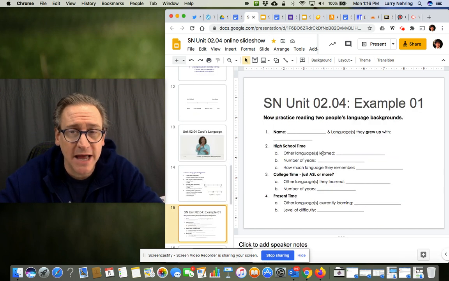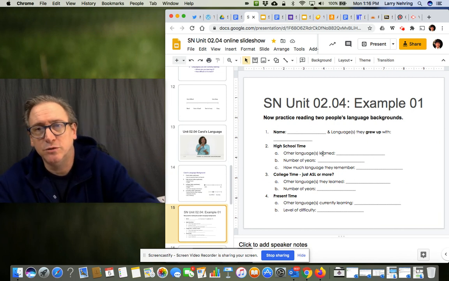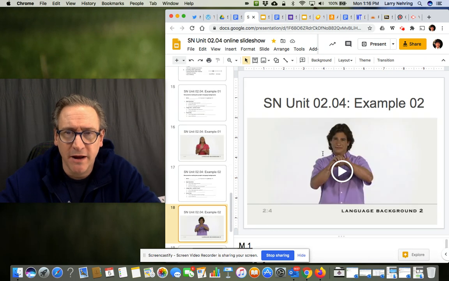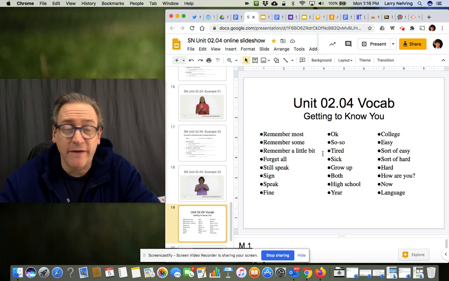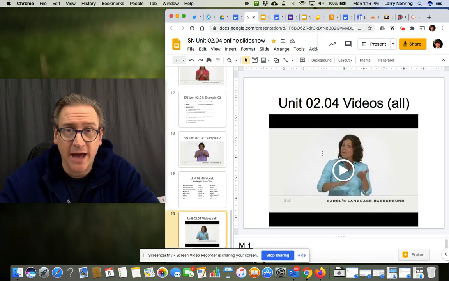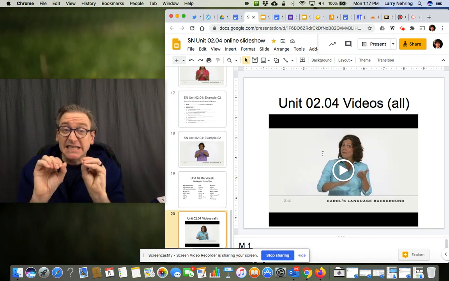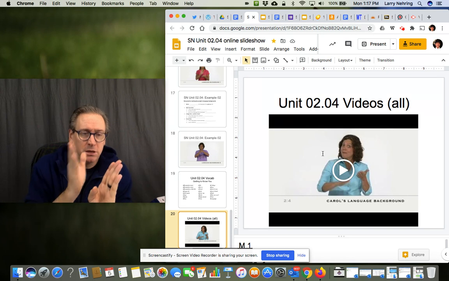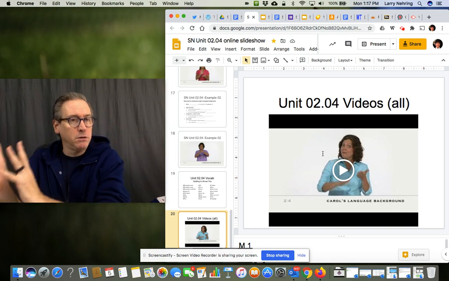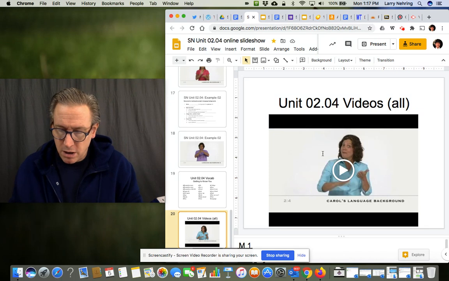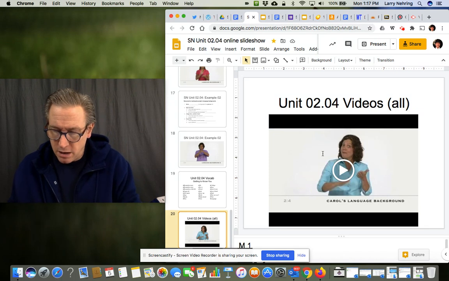Then 2 blank examples for you to fill in. Her story, and then another one for his. And then just a recap of the vocab, and then all of that. So that's all of the work for 2.5. It really is just talking about what languages, when you learned them, how much you remember, and whether it was easy or difficult. Those are the big things.